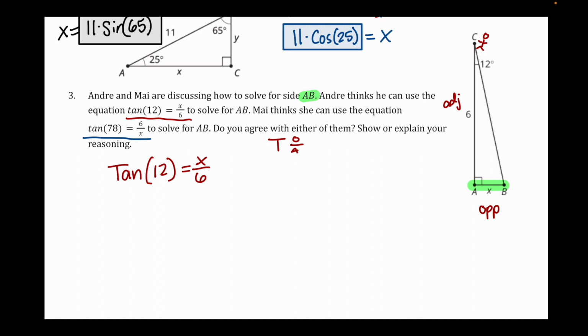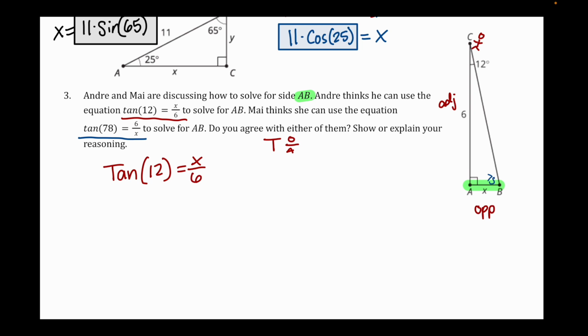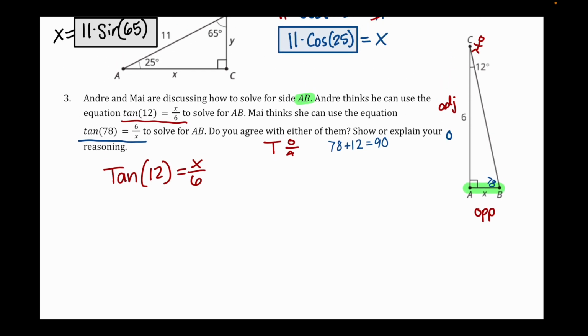Now let's look at Mai's equation. She's saying the tangent of 78. And that 78 that she's using is down here in this corner. 78 and 12, when you add them up, make 90. So let's just write that here, 78 plus 12 equals 90, so you can understand what I'm going for. When we write out this one, the opposite from 78 is actually the 6. So this is the opposite. And the adjacent is the one right next to it, that is here the x, so it is the adjacent.